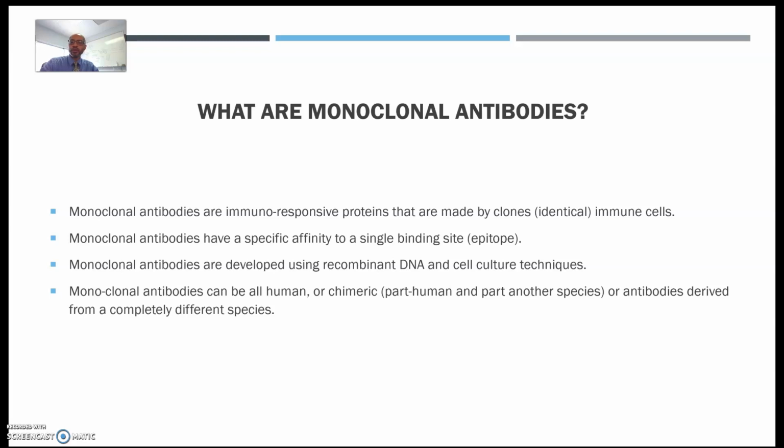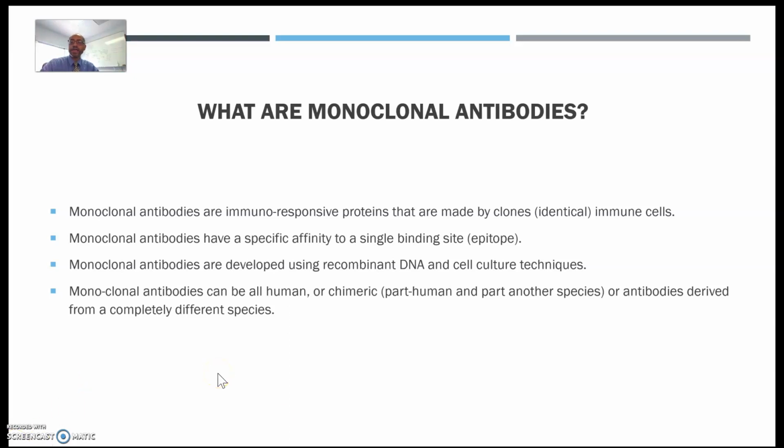So, what are monoclonal antibodies? Monoclonal antibodies are immunoresponsive proteins that are made by clones or identical immune cells. Monoclonal antibodies have a specific affinity to a single binding site, which we generically call an epitope. Monoclonal antibodies are developed using recombinant DNA and cell culture techniques. Lastly, monoclonal antibodies can be all human. They can be chimeric, which means they're part human and part another species, or antibodies derived from a completely different species.